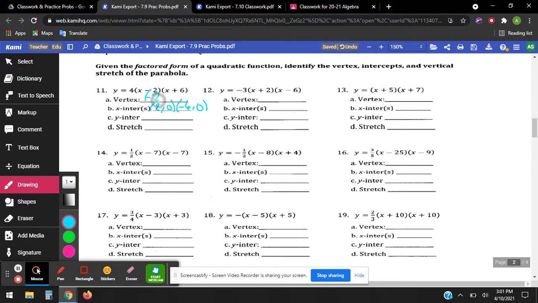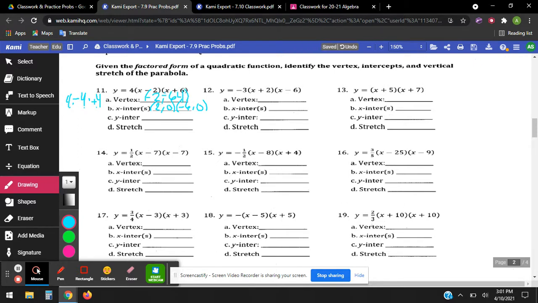So my vertex is at negative 2, comma, let's plug it in. 4 times negative 2 minus 2 is negative 4, times negative 2 plus 6 is positive 4. Oh, this one's positive. Negative 2 plus 6 is positive 4. 4 times 4 is 16. 16 times 4 is 64. So it's a negative 64.